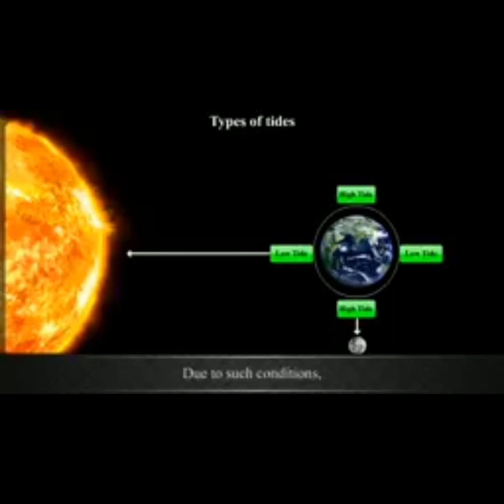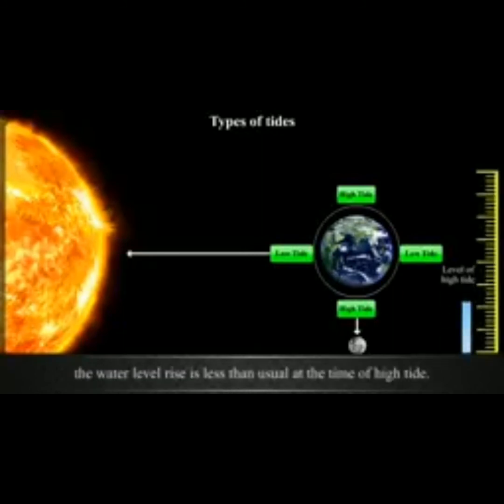Due to such conditions, the water level rise is less than usual at the time of high tide. Similarly, fall in water level is less than usual at the time of low tide. This is because the attraction of the sun and the moon are not complementary, but at right angles to each other. Such tides are called neap tides. Neap tides are a little lower than the average high tides and a little higher than the average low tides.